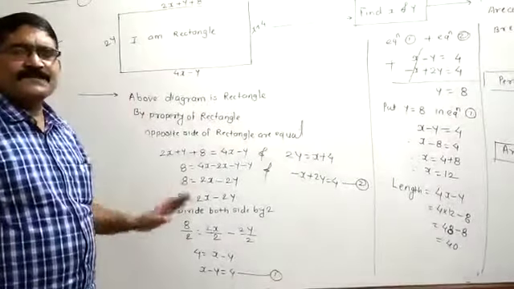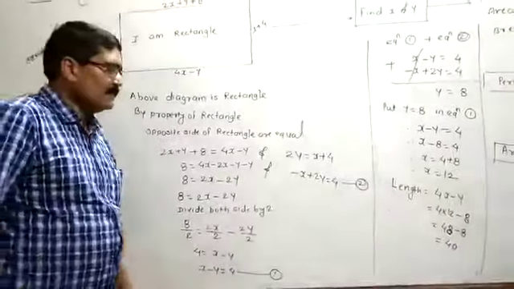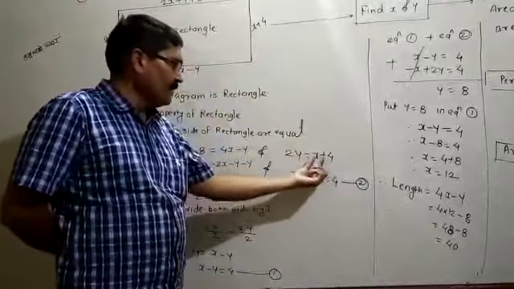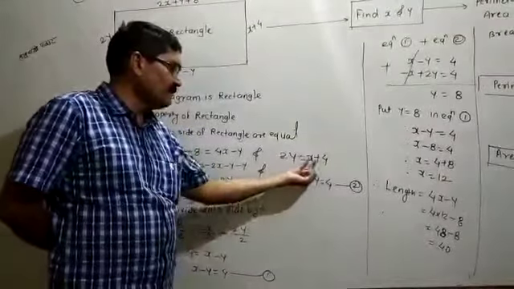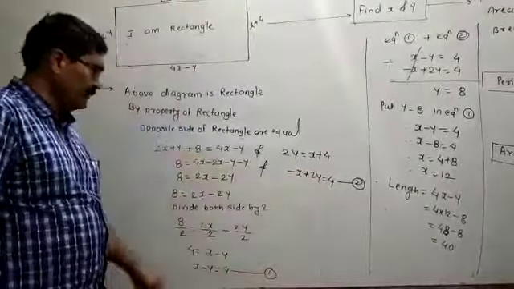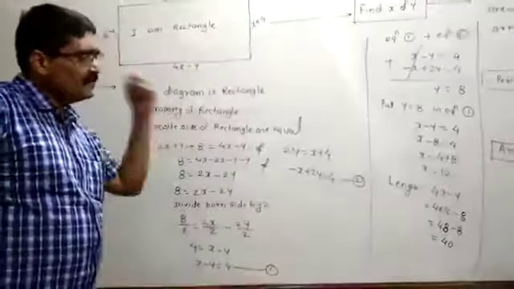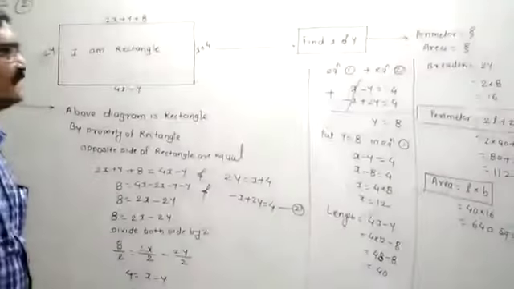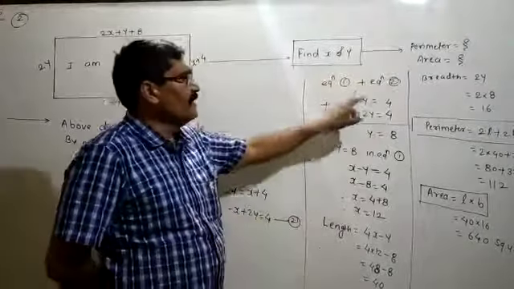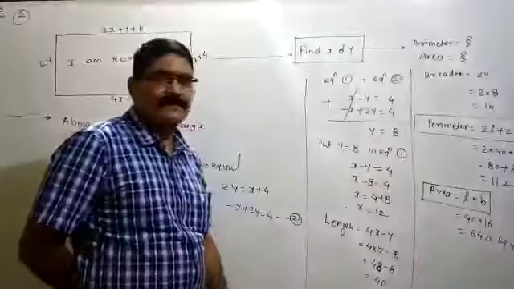From the opposite sides of the rectangle we will get this equation. Then for another pair of opposite sides, 2y is equal to x plus 4. Shift this x to this side, plus x becomes minus x, so minus x plus 2y is equal to 4. This is the second equation. The coefficients of x are the same with opposite signs, so you have to do the addition. Equation 1 plus equation 2: x minus y is equal to 4, minus x plus 2y is equal to 4, y is equal to 8 will come.